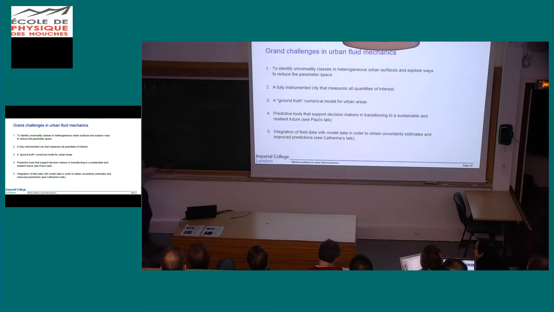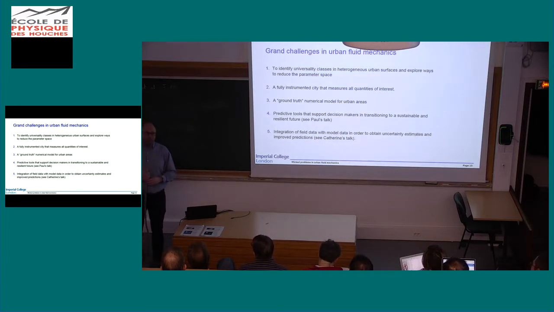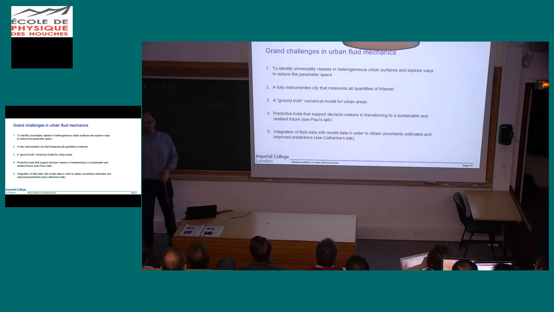I think what we need is a ground truth numerical model for urban areas, right? One that is able to deal with buoyancy, that understands surface energy balances, that knows about vegetation. So we're getting there on the RANS level. I think the ideal is to be at an LES level. So we're working towards that.